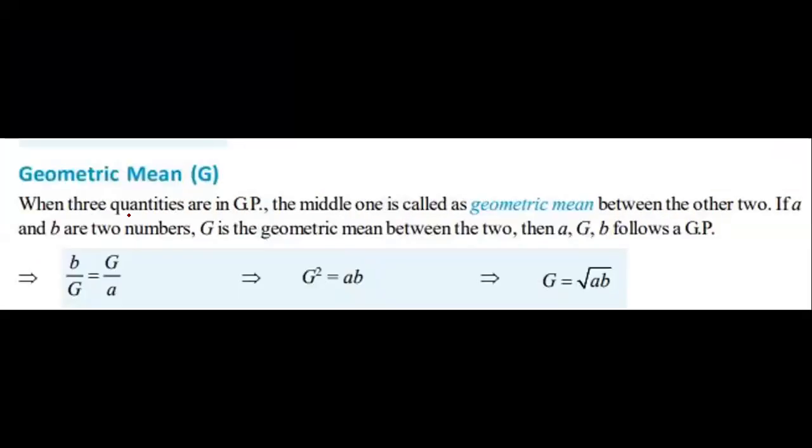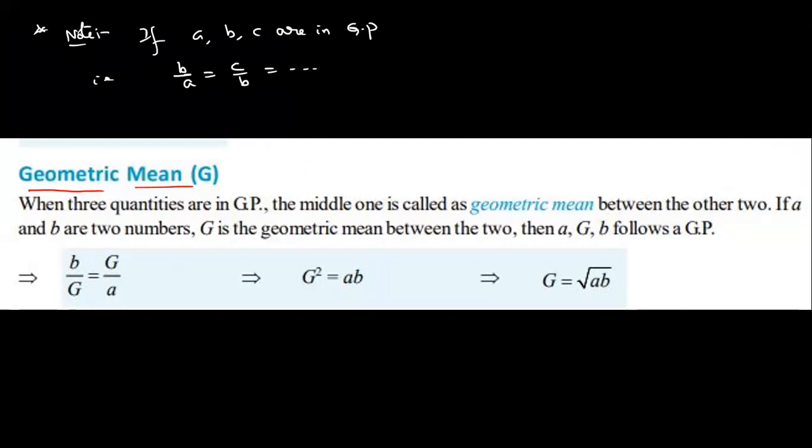Okay, thank you. Now see what the geometric mean is. I'm giving this once again, dear students, note. If A, B, C are in GP, what is the meaning? That is B by A is equal to C by B. That is the meaning of ratio: a constant common ratio. So B square is equal to AC.